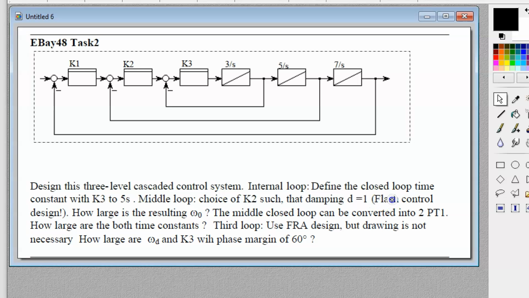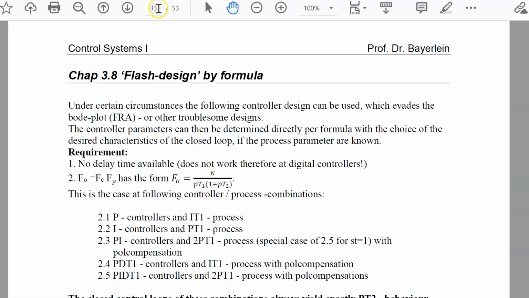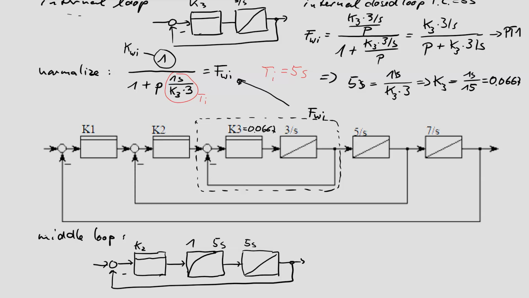So this is the design hint in the examination. I have told the students there that you can use a flash control design. The question is, what is this for a combination? It is a combination we know from flash design. So I open workbook page 33 and we look what this is for a combination. Page 33, flash design, contains 5 combinations, only one with a P controller. The I, PI, and PD, PID doesn't match. So this could be a P controller, but we need an IT1 process.